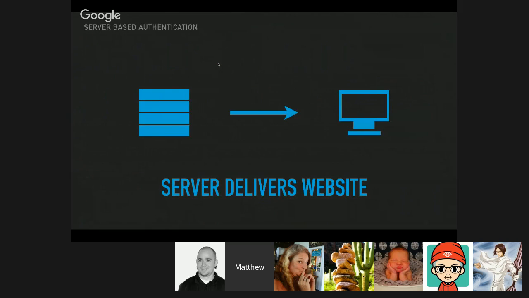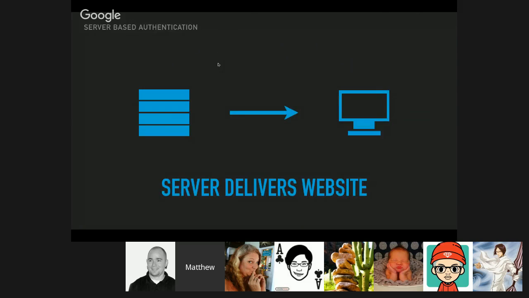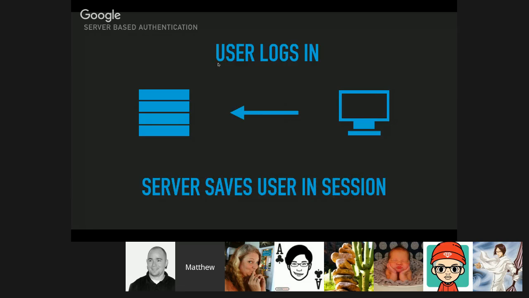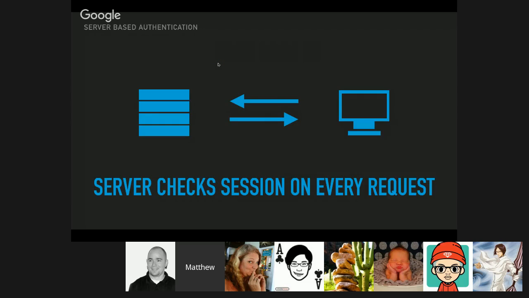So in general, how does this typically work? A user would go to their computer and type in www.something.com, and the server would deliver the website. Then the user would log in. The server would say, okay, I understand who you are. I'm now going to save your user information in memory in a session. Then every single time a user requested data, the server would check that session object for that user to make sure they were authenticated, and this would happen essentially on every request.